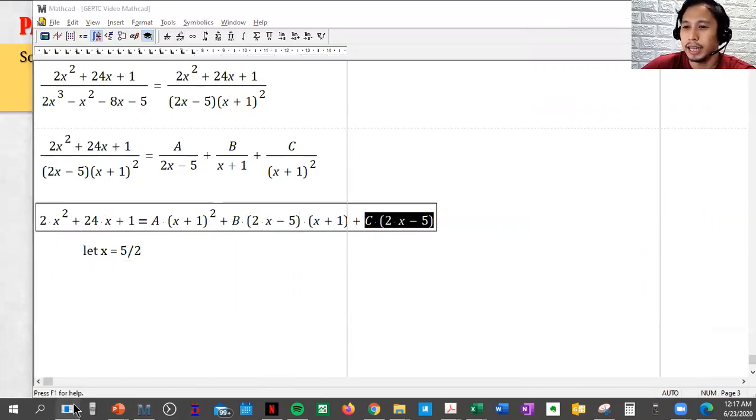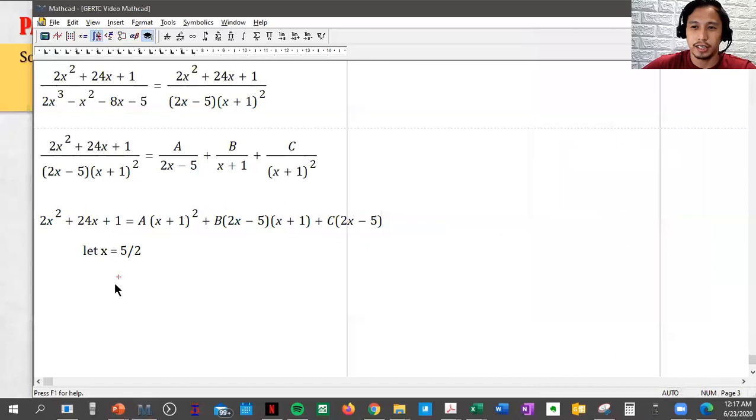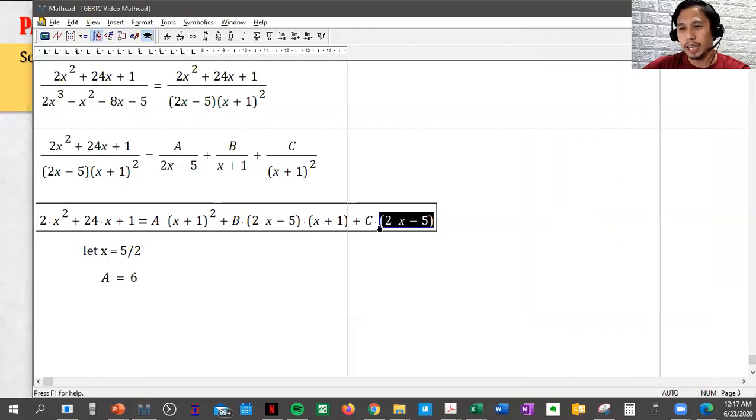So, for that, shift calc, making this 5 over 2, and ignoring the values of B and C. Then A is equal to 6. That is the value of A, by making x equal to 5 halves. And after that, to solve for C next, we must not solve for B yet.